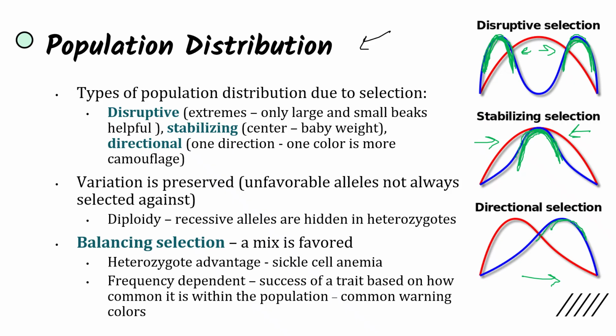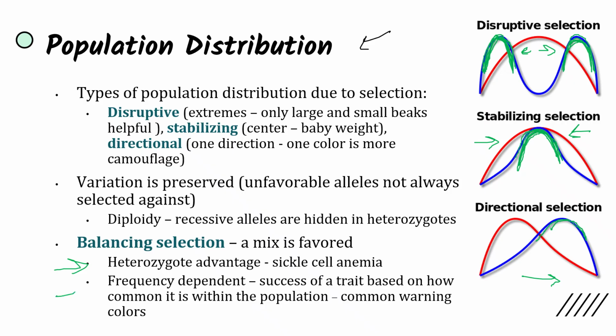Additionally, there's balancing selection where a mix of alleles is favored, and we have heterozygote advantage as we see in sickle cell anemia, where those that are heterozygous for sickle cell anemia do have some sickled blood cells that block blood flow, but they also have increased resistance against malaria. So the heterozygous individuals are able to survive and reproduce and pass down their heterozygous genes, and as a result, some offspring may get 2 recessive alleles for sickle cell anemia, but there is a heterozygote advantage there.